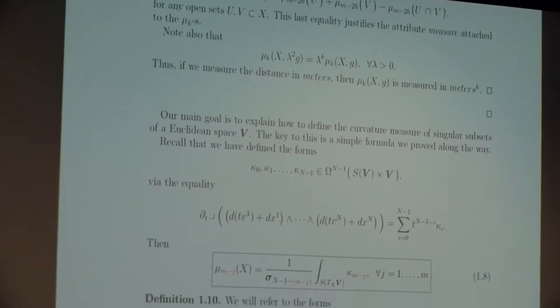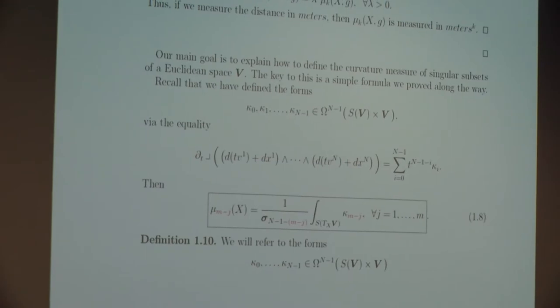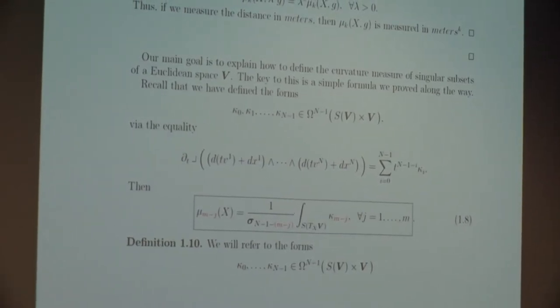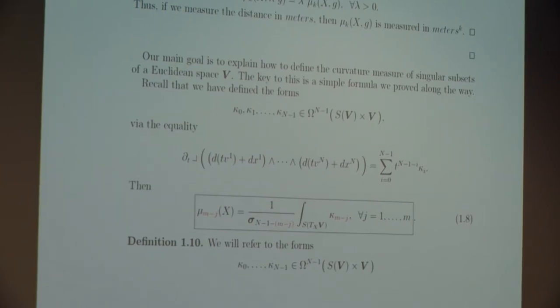So remember, these forms live on the unit sphere bundle of the tangent bundle of V. They live there. And the orthogonal group acts on the unit tangent bundle. And you look at the space of forms of degree n minus 1 which are orthogonally invariant. This space is very small, and these forms, k_0, k_1, ..., k_{n-1}, form a basis of the space. So the invariance under the orthogonal group is manifested in this. And the indices refer to various rescaling properties.